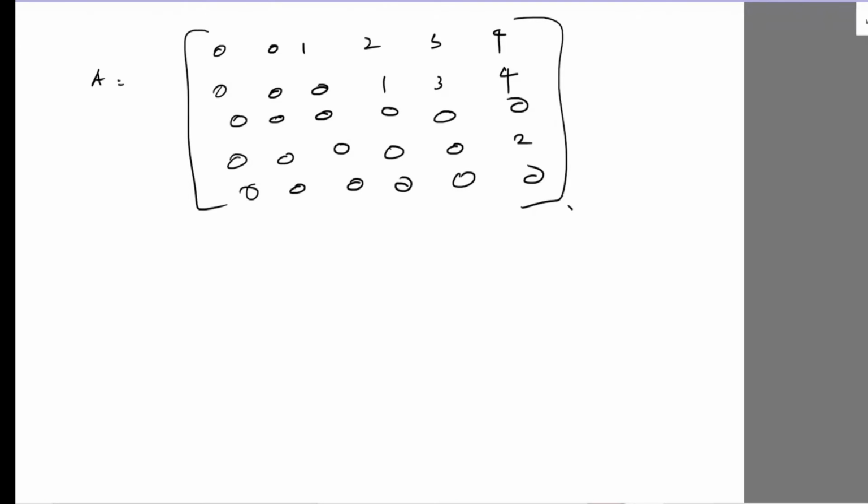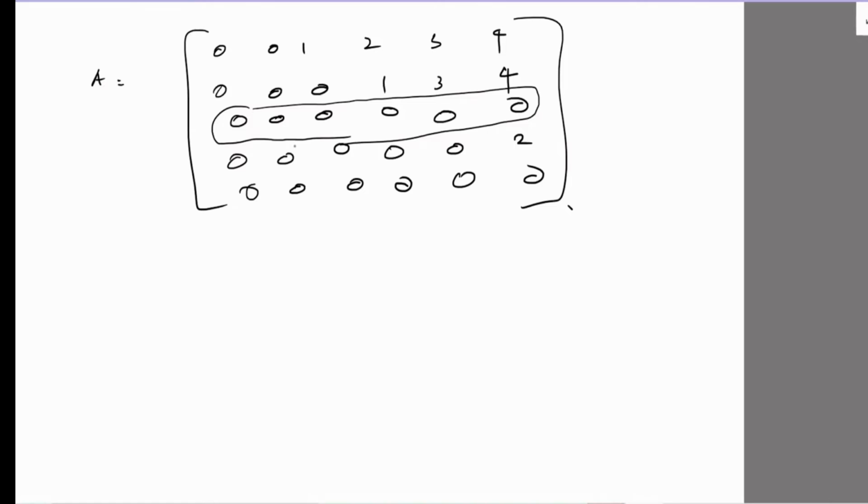Now is it in echelon form? No, sir. Why? Because condition 1 does not satisfy, sir. Yes, condition one says if there is any zero row, it must be at the bottom. So you can see the third row is completely zero. So it is a zero row, but it is not at the bottom of the matrix.